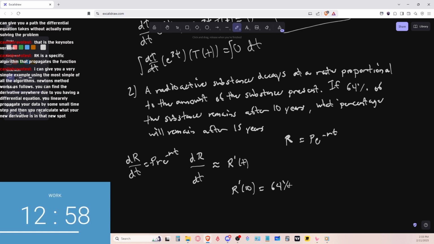Did they tell you the amount? Let's see. Radioactive substance decays at a rate proportional to the amount of the substance present. If 64% of the substance remains after 10 years, what is the percentage that remains after 15 years? Okay. So we don't know what rate it decays. We just know how much is remaining.